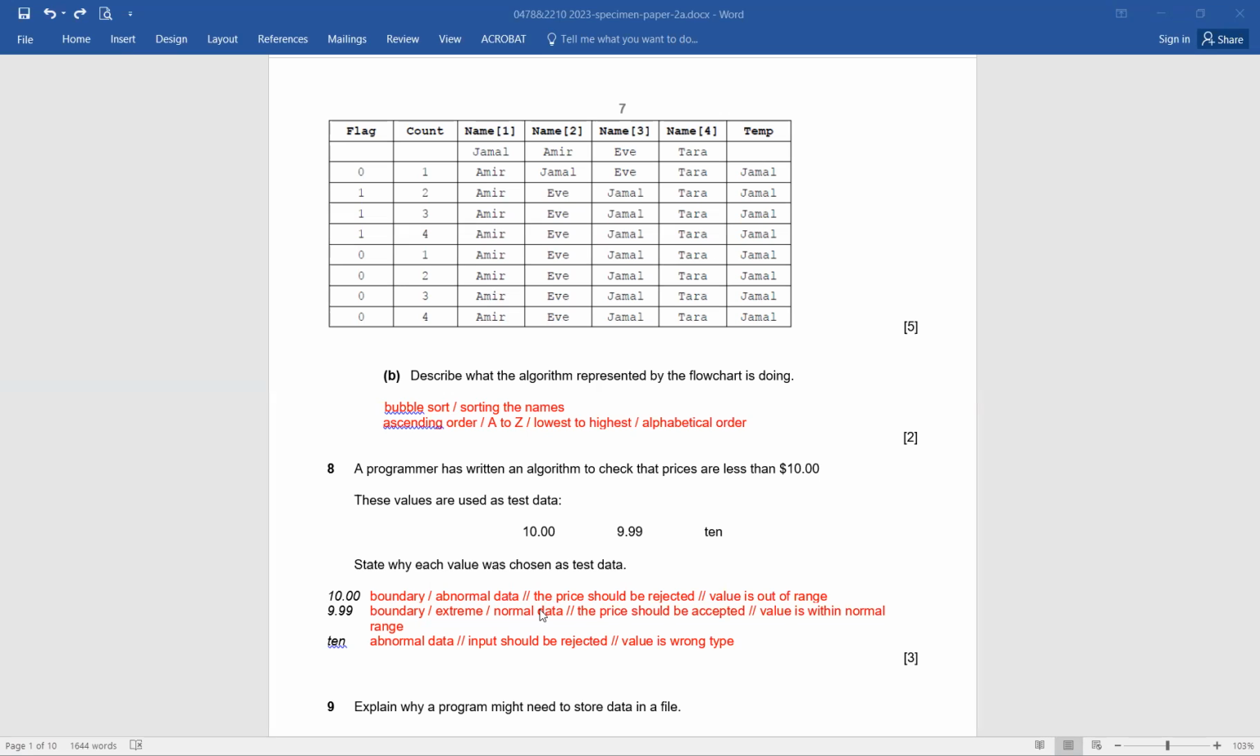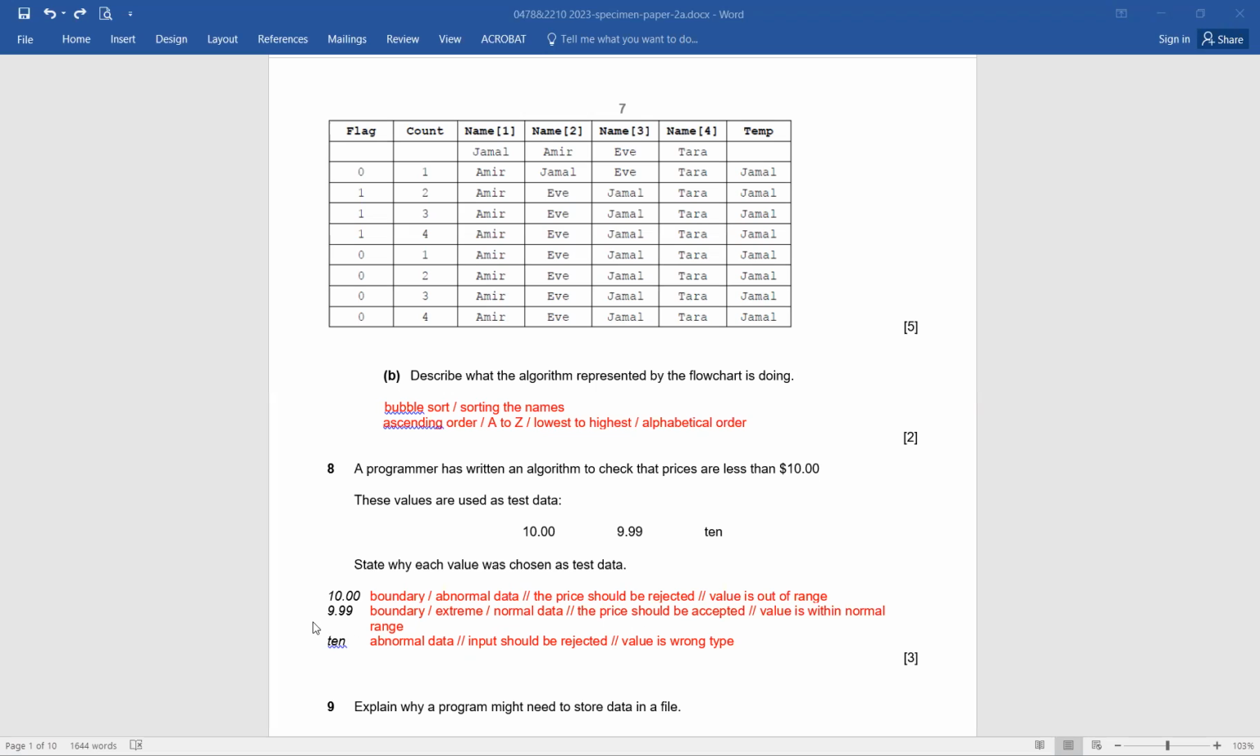So now you can see the reason is the price should be rejected because the value is outside the range. 9.99, excellent. If you write down it is the extreme data, that's excellent. But a student can also write down normal data. So the examiner will accept that as the right answer, because definitely extreme data is within the range. It will be considered as an option that should be accepted. And that is why if a student wrote normal, we may accept that to be a right answer as well, because he has a clear idea. He knows what it means.